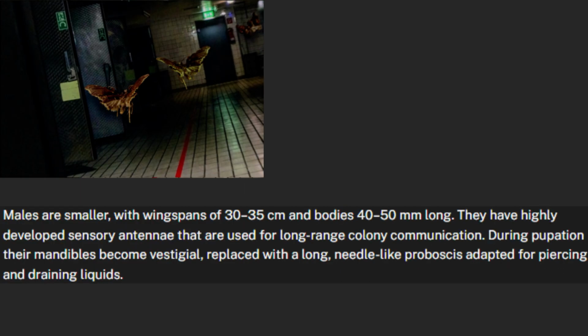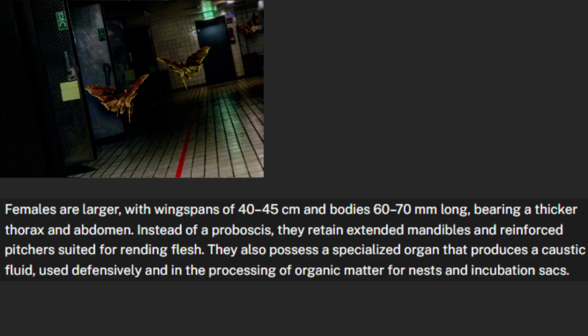Males are smaller, with wingspans of 30 to 35 centimeters and bodies 40 to 50 millimeters long. They have highly developed sensory antennae that are used for long-range colony communication. During pupation, their mandibles become vestigial, replaced with a long needle-like proboscis adapted for piercing and draining liquids. Females are larger, with wingspans of 40 to 45 centimeters and bodies 60 to 70 millimeters long, bearing a thicker thorax and abdomen.